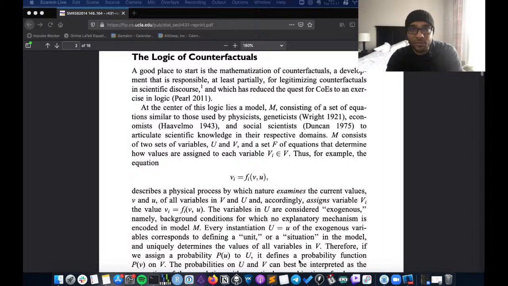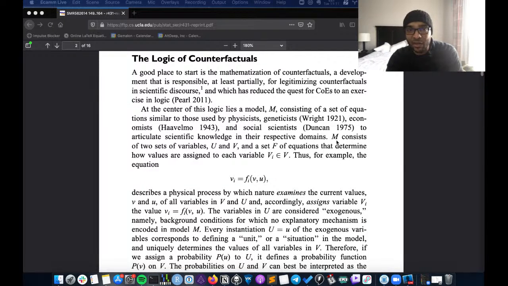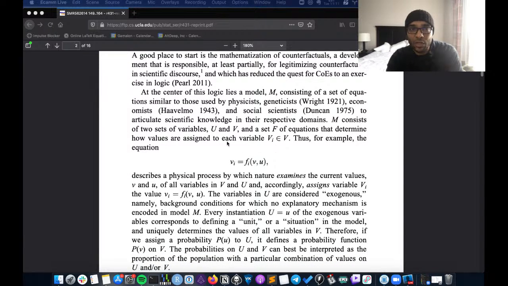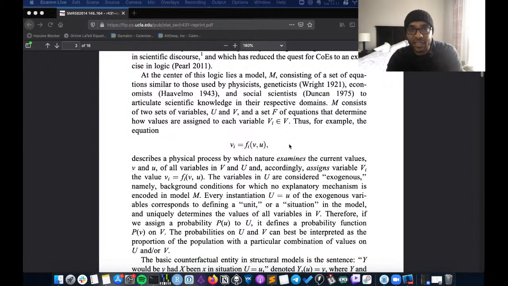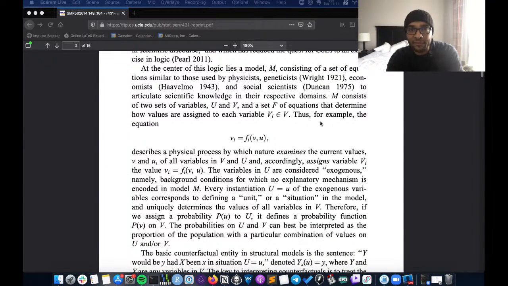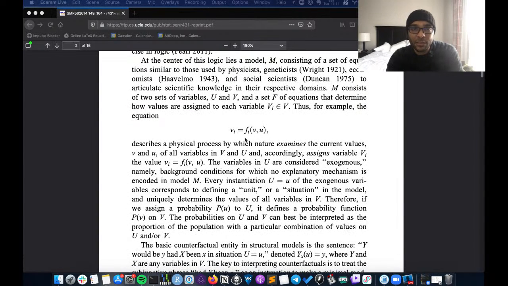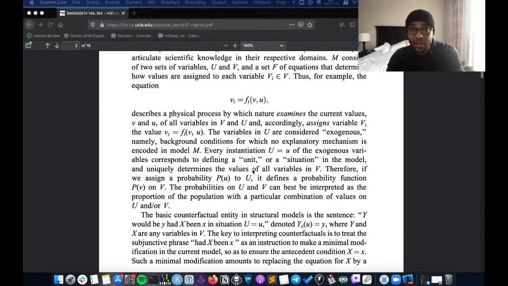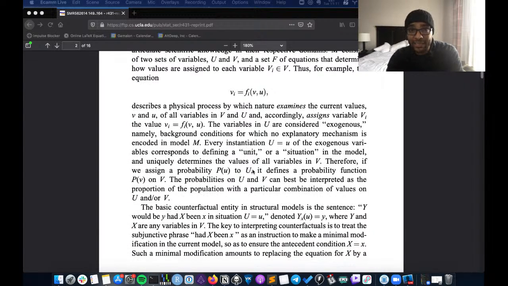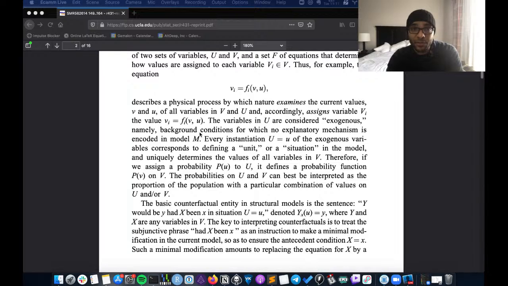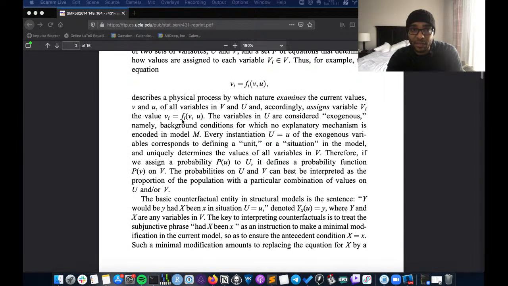So he's going to talk about a structural causal model, right? So we got a bunch of equations that are going to be our causal model. Articulate scientific knowledge in respective domains. M consists of two sets of variables, U and V, and a set F of equations that determine how values are assigned to each variable V_i in the set V. Thus, for example, the equation v_i = f_i(V, U) describes a physical process by which nature examines the current values, V and U, of all variables in V and U, and accordingly assigns variable V_i the value, all right, great, small v.